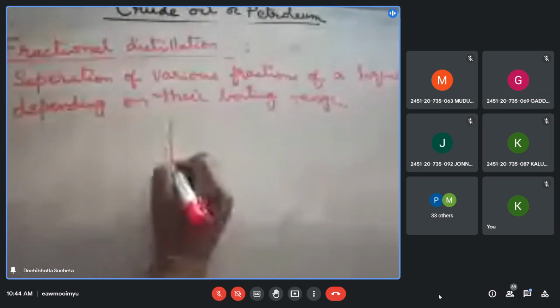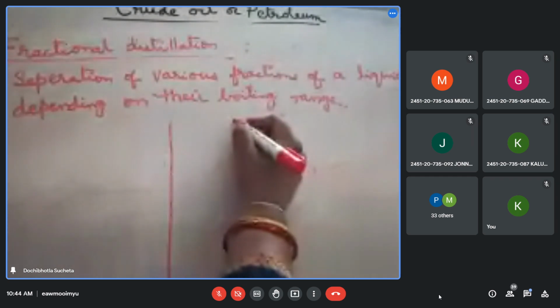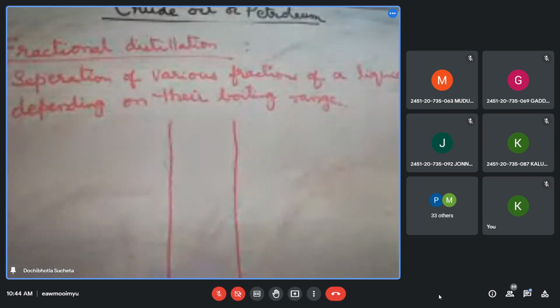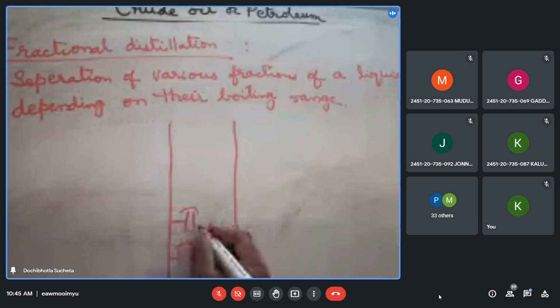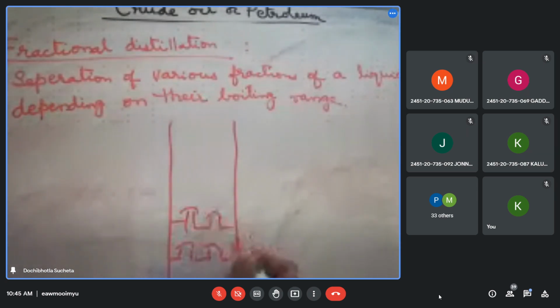There is a huge, very long tower, and you have seen the tower having bubble caps. Okay, these are bubble caps. The video clearly depicted that, and that's the reason why I requested for this only. There are huge bubble caps in that tower.